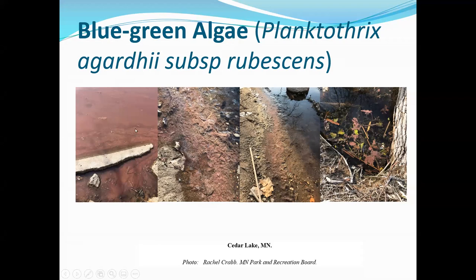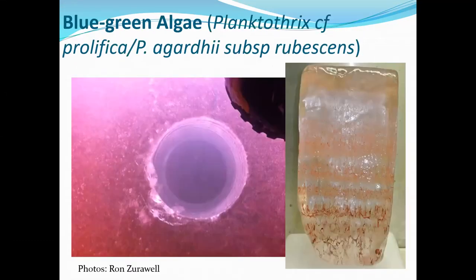But generally when it's blooming under the ice, Planktothrix is a very consistent toxin producer. Planktothrix agardhii is. Planktothrix isothrix is not. It can, but it rarely does. But Planktothrix agardhii is almost always producing toxin when I'm finding it. And this is a lake up in Canada. These were given to me by Ron Zurawell.